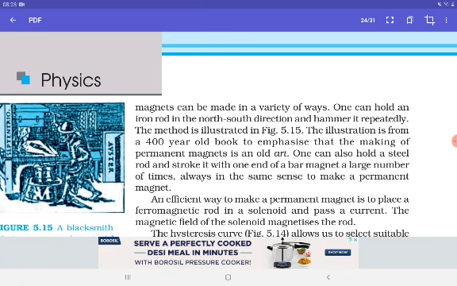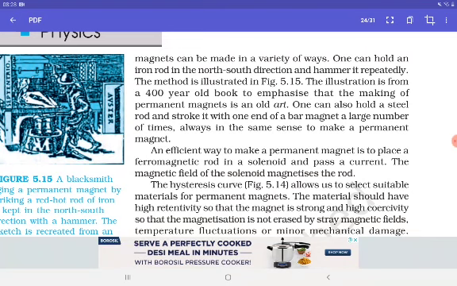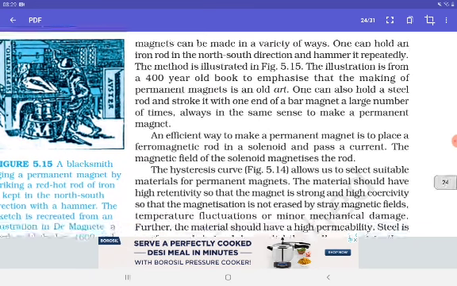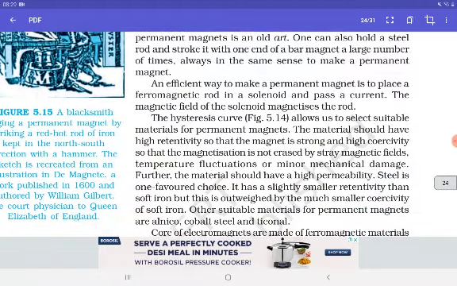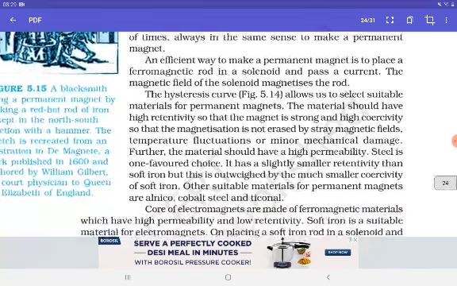One can also hold a steel rod and stroke it with one end of a bar magnet a large number of times, always in the same sense, to make a permanent magnet. An efficient way to make a permanent magnet is to place a ferromagnetic rod in a solenoid and pass a current. The magnetic field of the solenoid magnetizes the rod.